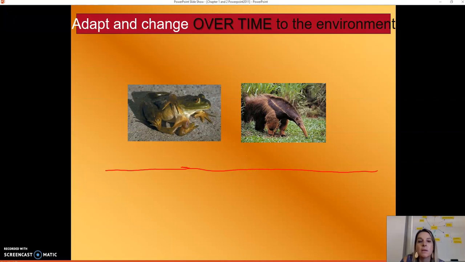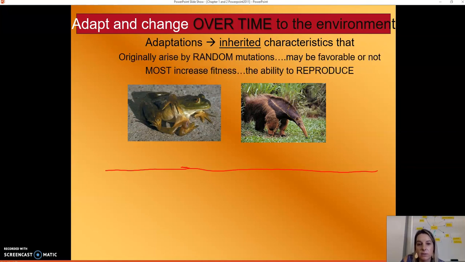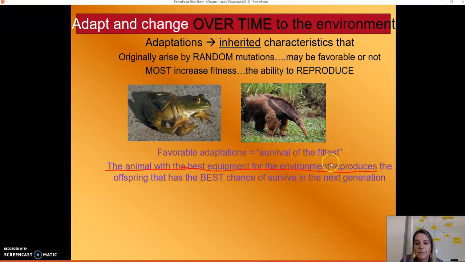And then last but not least is the ability to change over time and adapt to the environment. Adaptations are inherited characteristics that originally arise by random mutations. So you inherit these mutations, and then the mutations cause changes to that creature's body. And if it's favorable, the organism would undergo survival of the fittest, meaning that you would survive because you are fittest. Fittest means the ability to, that's right, reproduce. And if you reproduce, then you have more babies, and those babies should be carrying your genes. Therefore, you would see more of those adaptations in that species over time.